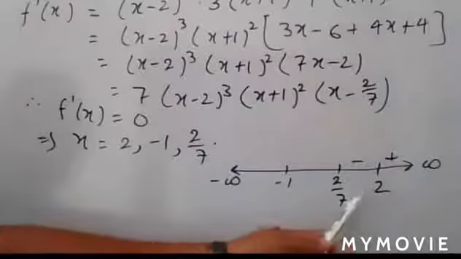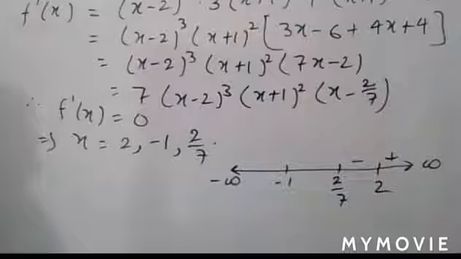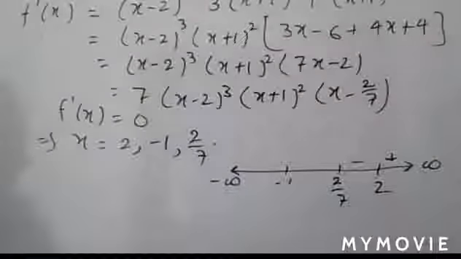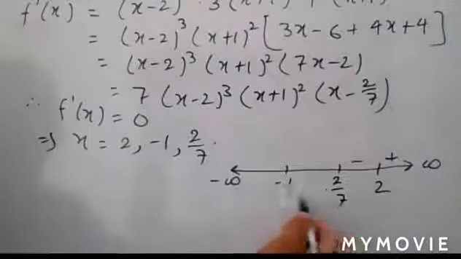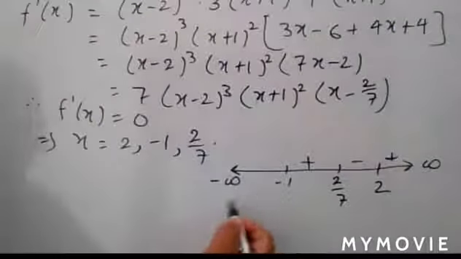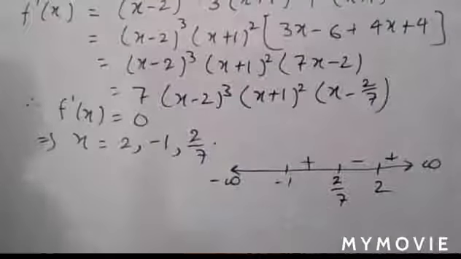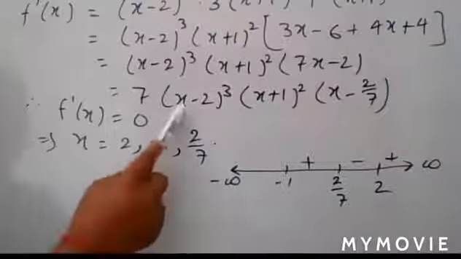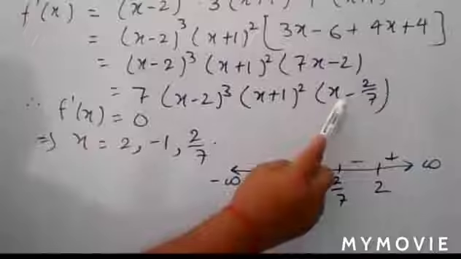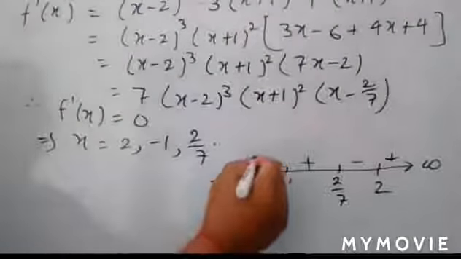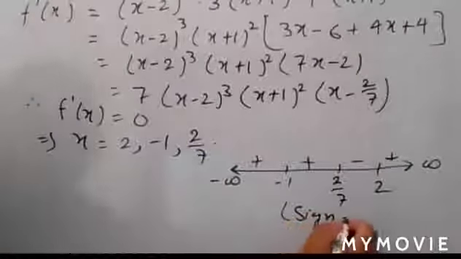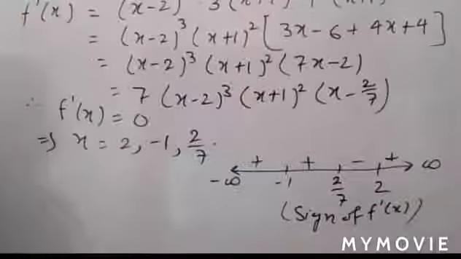Now take a point between -1 and 2/7, for example 0. Here you have positive. Now if you take any point lesser than -1, suppose -2, that factor becomes negative, here you have positive, and here you have negative, so this is also positive. This number line shows the sign of f'(x).